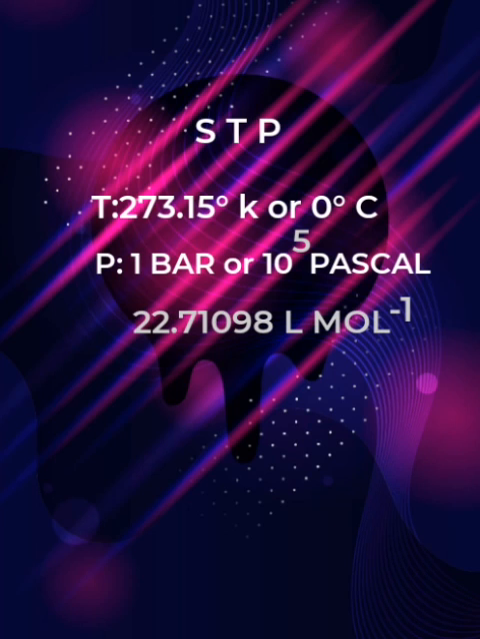STP condition refers to standard temperature and pressure, where standard temperature is 273.15 Kelvin or 0 degrees Celsius. Standard pressure is 1 bar or 10 raised to 5 Pascal, and at such conditions an ideal gas has standard molar volume 22.71098 liter mole inverse.